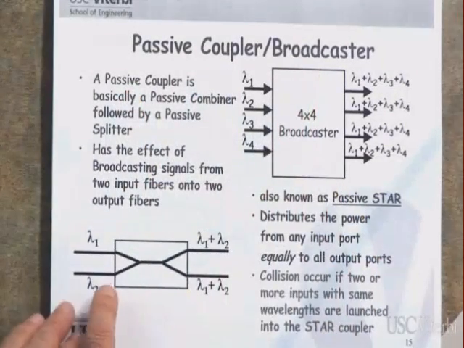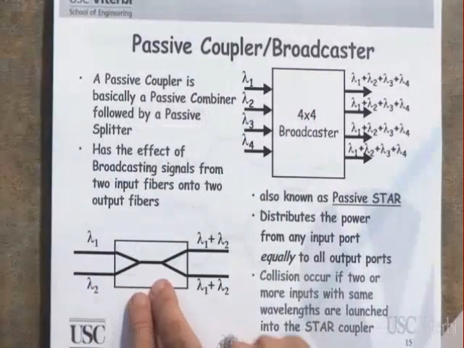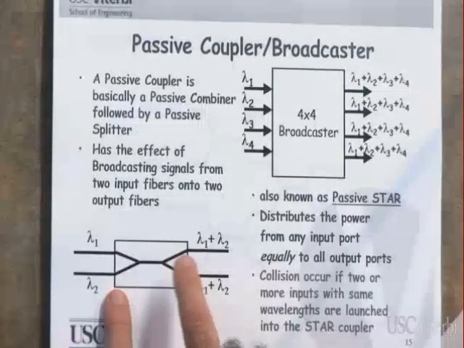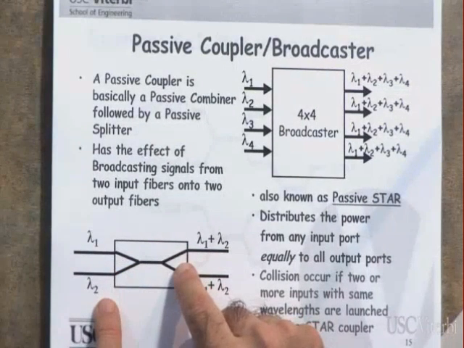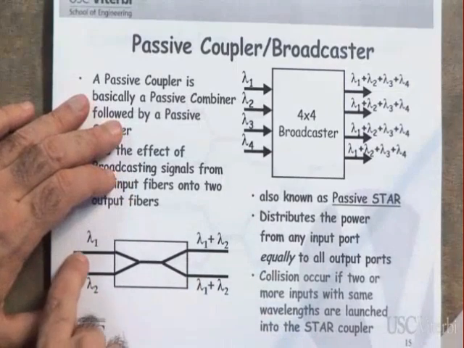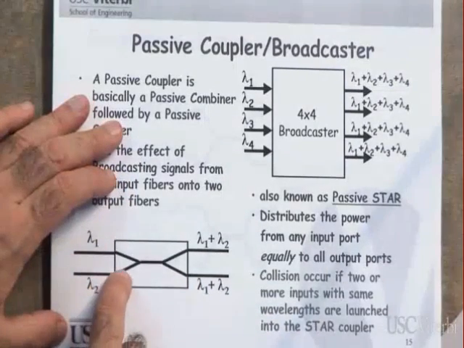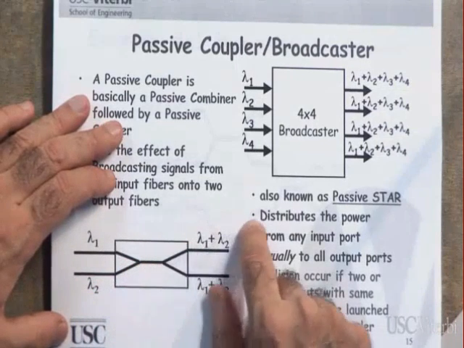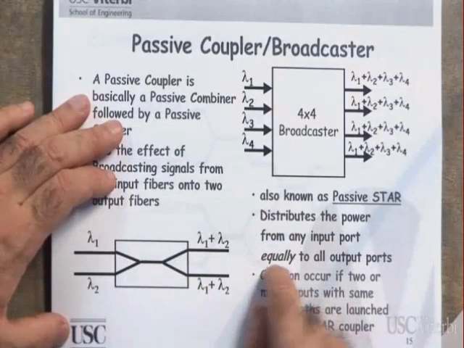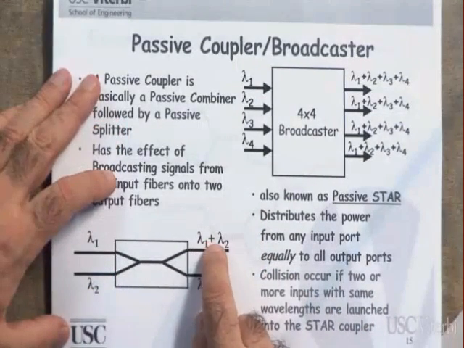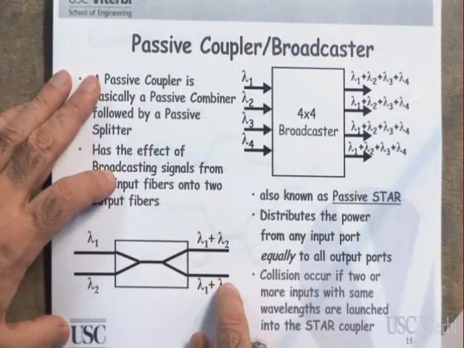I want you to see this. What do I have here? I have a back-to-back combiner followed by what? A splitter. Did you get my point or not? I have lambda 1, I have lambda 2. I'm going to combine them internally, and then I'm going to split them. So what am I generating? Lambda 1 plus lambda 2, lambda 1 plus lambda 2.